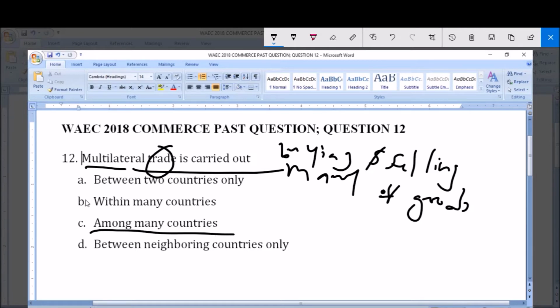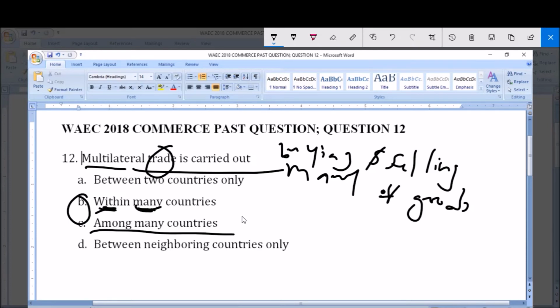Kindly take note of option B, within many countries. So it can't be within. The clause within cannot quantify the adjective many in this context, so it is among many countries. So multilateral trade or business or transaction takes place among many countries.